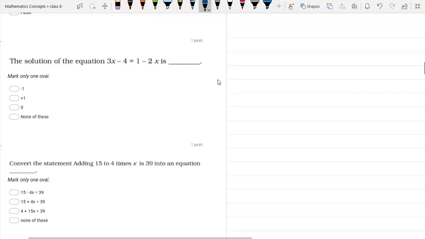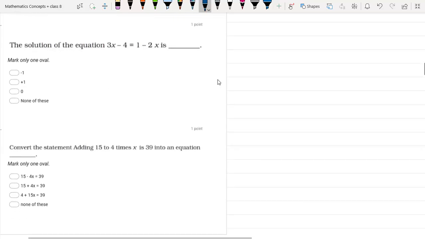Now the next question is saying the solution of the equation 3x minus 4 is equal to 1 minus 2x. Find the value of x. So we all know we have to bring all the like terms together. We have 3x and 2x as like terms. So let's bring 2x to the left hand side. There it is negative, here it will become positive.